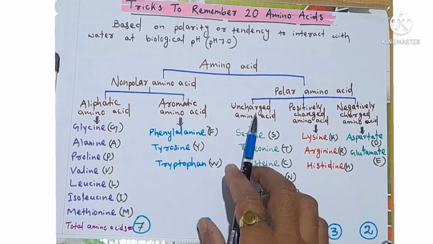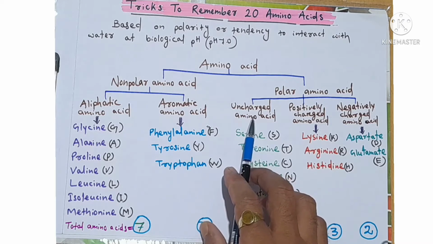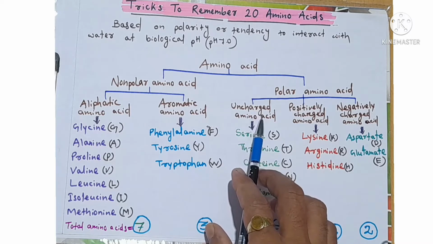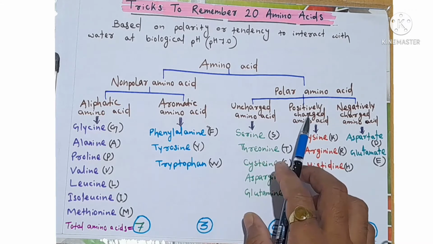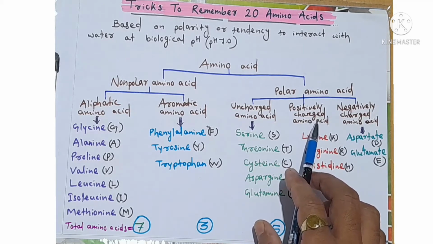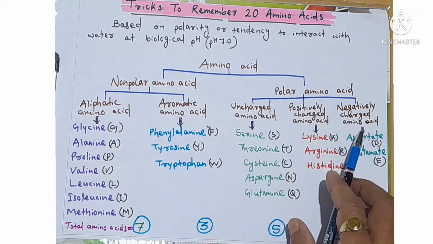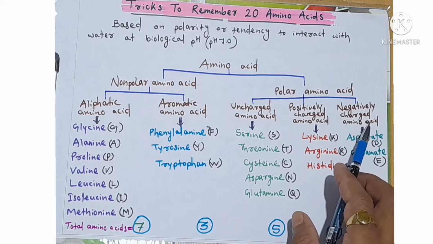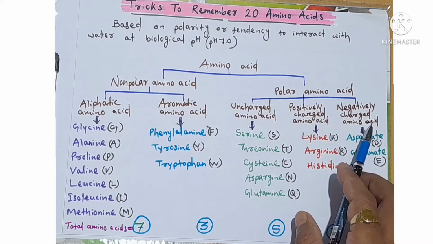Uncharged amino acids have an equal number of positive and negative charges at biological pH, and positively charged amino acids have a positive charge at biological pH. And coming to negatively charged amino acids, these amino acids have a negative charge at biological pH.